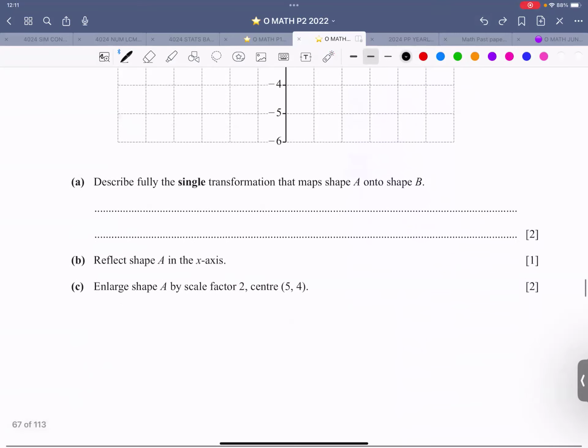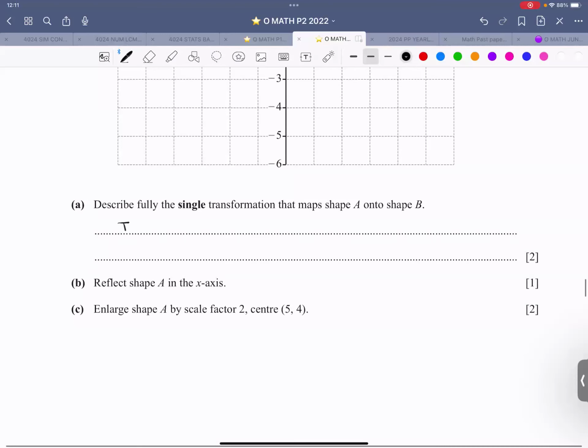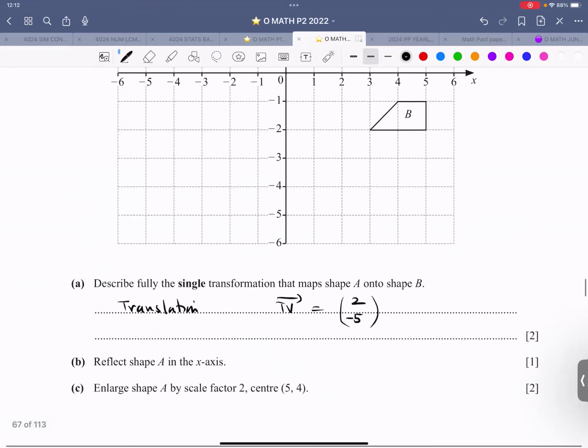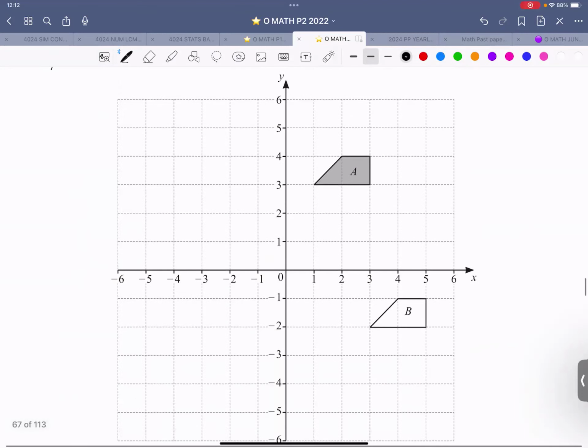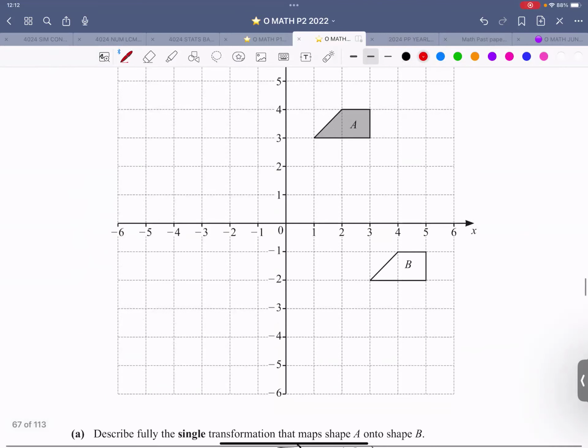So let me write this down. This is translation. And the translation vector is 2 right, 5 down. So down is negative. The second part, reflect shape A in the x-axis. So if I reflect shape A in the x-axis, 1, 3 will become 1, -3. And 3, 3 will become 3, -3. And 3, 4 will become 3, -4. And 2, 4 will become 2, -4.